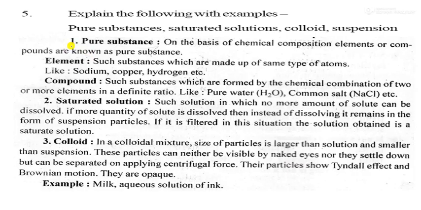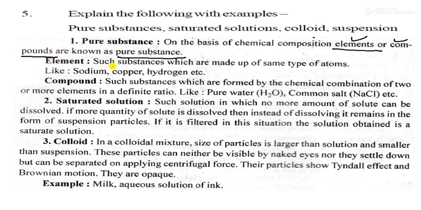Now come to the fifth question. Explain the following with examples: pure substance, saturated solution, colloid and suspension. What is a pure substance? On the basis of chemical composition, elements or compounds both are known as pure substances. Remember always, elements and compounds both are pure substances.